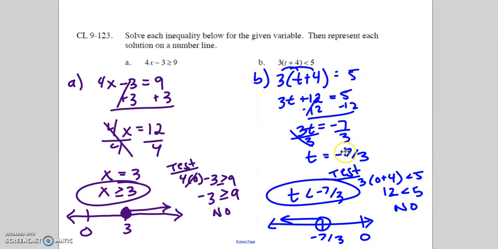For this one, when I set up my equation, I got -7/3. Again, I tested 0, and it was not a solution, so my inequality is going to be going less than -7/3.